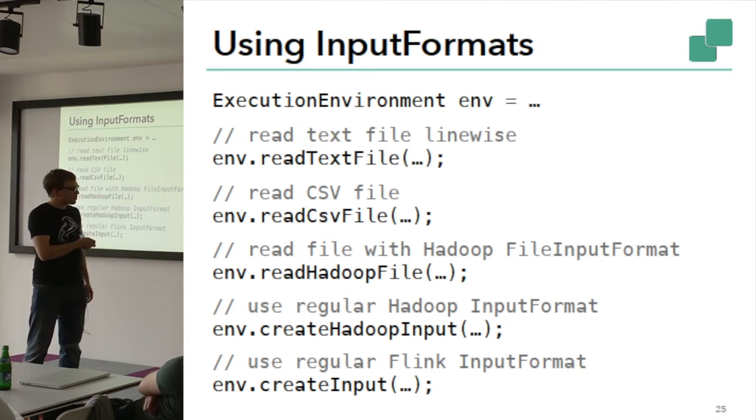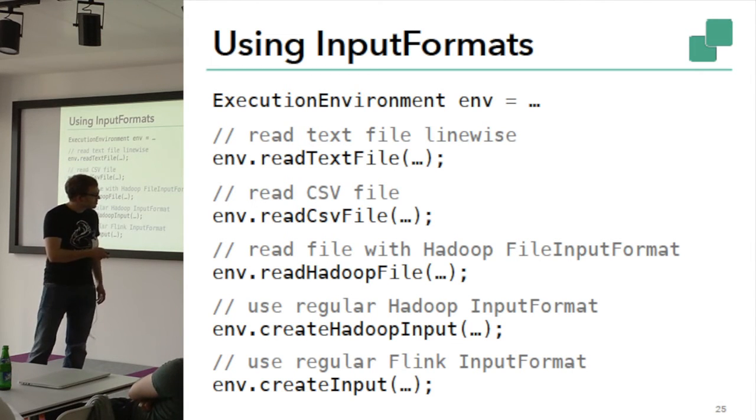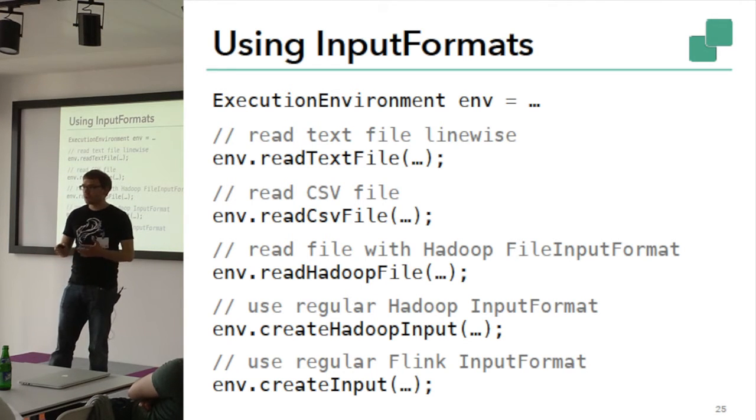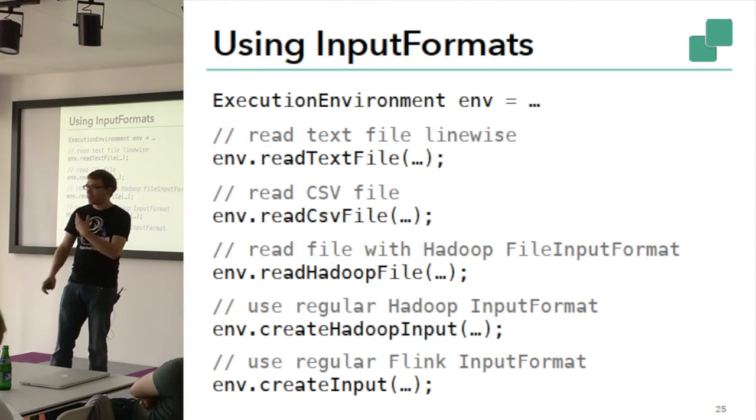Same goes here for create Hadoop input, which doesn't go against files in a file system, but is a little bit more generic. This one is for Hadoop input formats that go against files, and this is for generic Hadoop input formats. And finally, the most generic way to create a data source in Flink is to call create input, and then you have to specify the input format that you want to use. So these are basically all wrappers that wrap around this call here, making it a little bit easier.